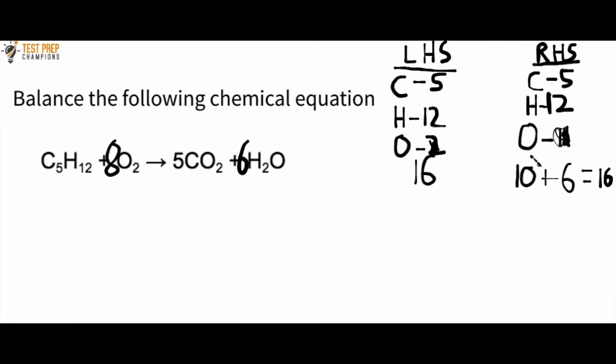So when we count everything here, we see the carbons are both 5s, we see our H's are 12s, and our O's both are 16, which is perfect. All right, so this is a perfectly balanced chemical equation right here.